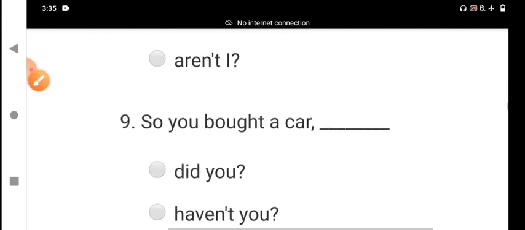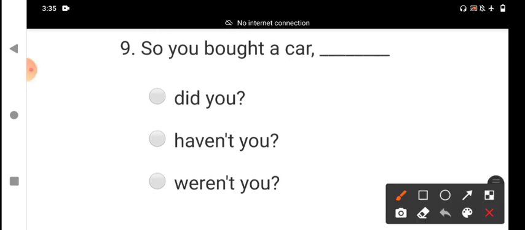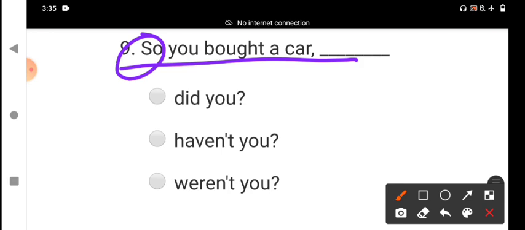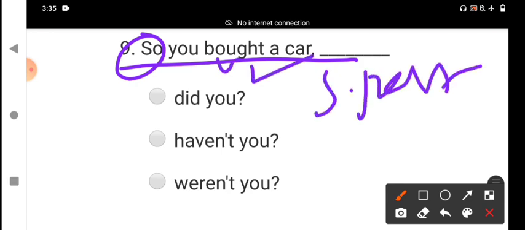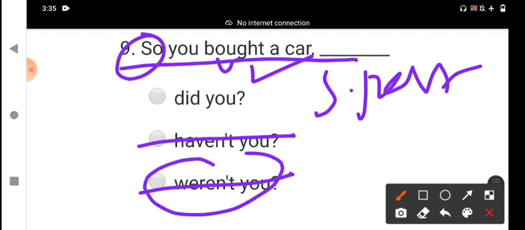And then the ninth one. What is the ninth one? You bought a car. So is a conjunction, a coordinate conjunction. It is not necessary. You bought a car. Bought means V2 verb. It is in the simple past tense. Simple past tense means what should we select? Haven't you is a perfect tense. Weren't you? This is weren't you? It is not suitable. Simple past uses did plus V1.